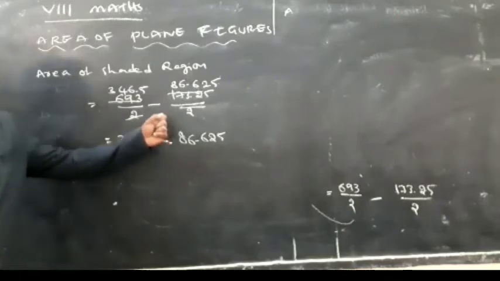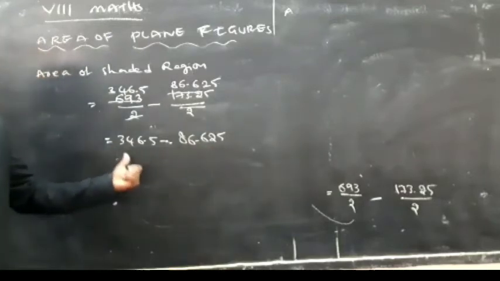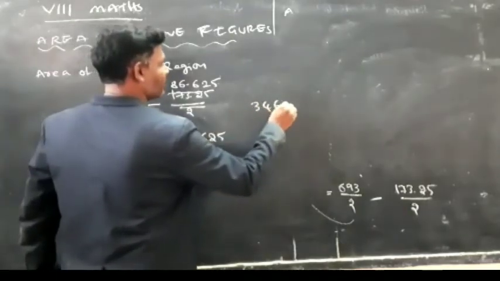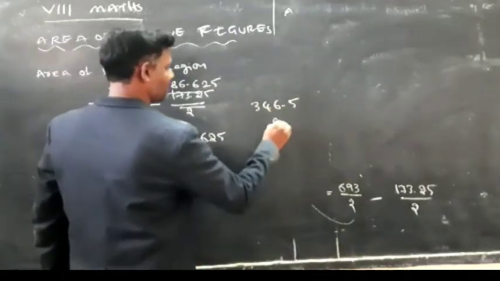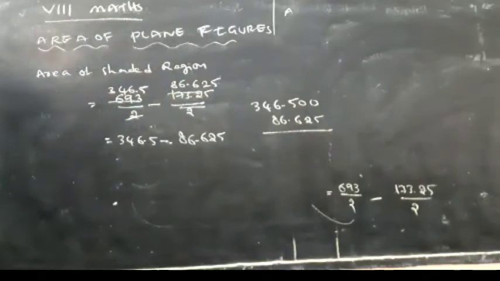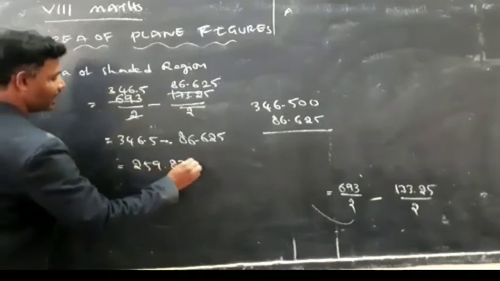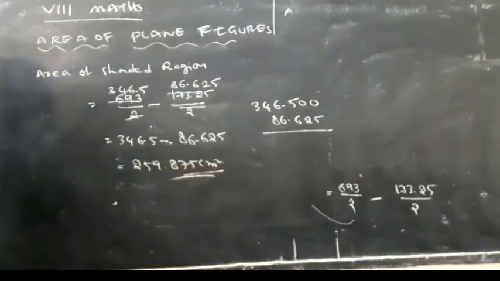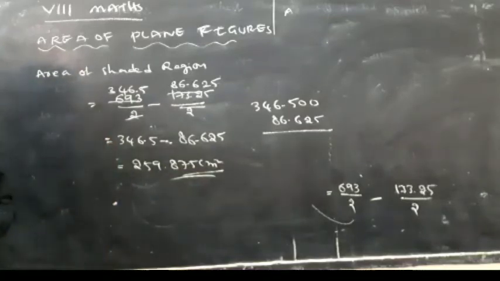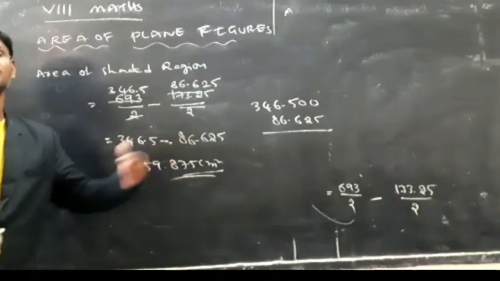86.625. To find the area of the shaded region, you have to subtract 86.625 from 346.5. Now subtract here: 346.5 minus 86.625. After subtracting that, you will get the answer 259.875 centimeters square. So finally, what is the answer of the shaded region? 259.875 centimeters square.